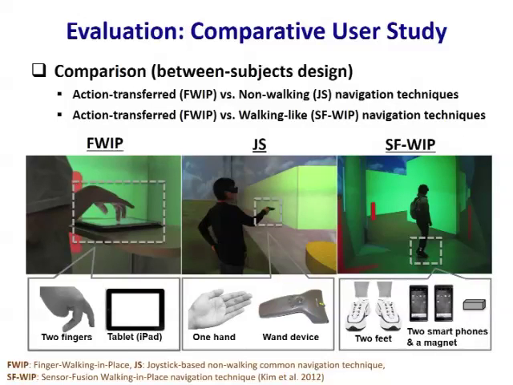We designed a between-subject comparative study using three navigation techniques: the finger walking in place technique as an action transfer navigation technique, a joystick-based navigation technique as a non-walking common navigation technique, and the sensor fusion walking in place technique as a walking-like navigation technique. For convenience, I call these three navigation techniques FWIP, JS, and SF-WIP, respectively, for the rest of this talk. Let me briefly show the JS technique and SF-WIP technique that we used for this study.